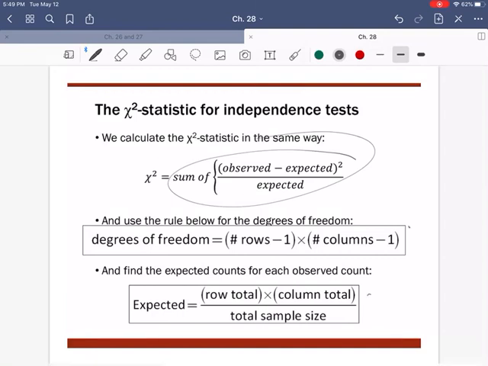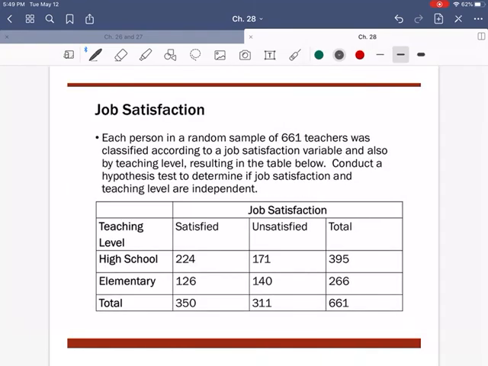Okay, this formula will look familiar. It's the same chi-square formula, but we're now going to be working with matrices. So we've got a couple new formulas here, and I'll show you how those formulas are used on the next couple slides. Okay, so each person in a random sample of 661 teachers was classified according to a job satisfaction variable and also by teaching level, resulting in the table below to conduct a hypothesis test to determine if job satisfaction and teaching level are independent.